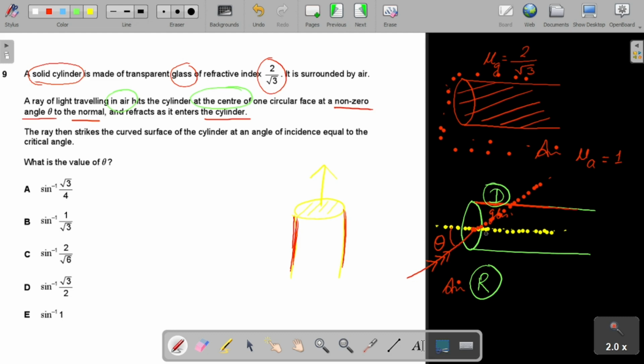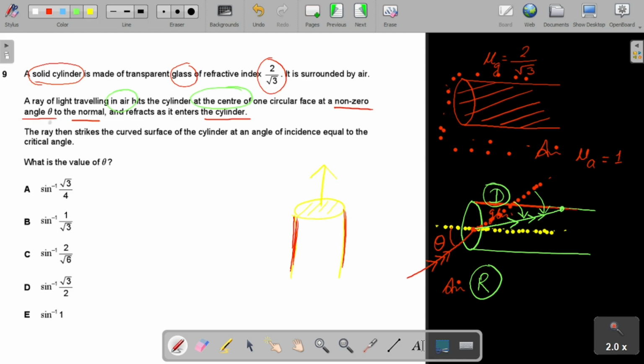So what will happen? If a ray of light goes into a denser medium, it bends towards the normal. Where is the normal? This yellowish line is the normal. So this ray of light has bent towards the normal, and it will pass like this. When it passes like this, it is going to strike this curved surface. So that's the explanation of the statement.